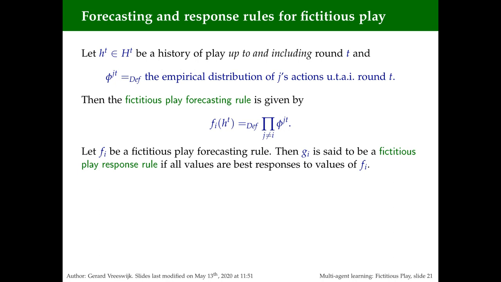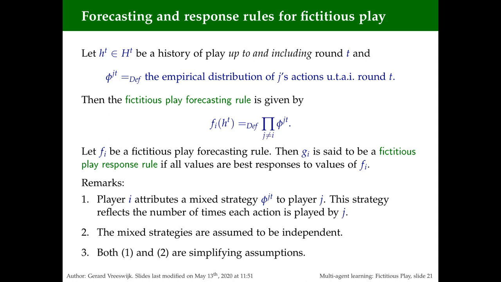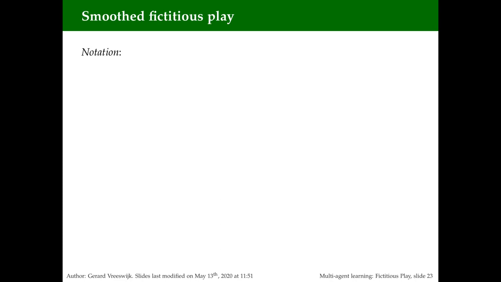Now, we have a fictitious play forecasting rule, and if the player plays best responses with respect to this forecast, then we have fictitious play. As I already explained, every player attributes a mixed strategy to player j, and this mixed strategy is formed out of the observations with respect to player j. And this product distribution reflects that the mixed strategies are assumed to be independent, so your opponents are not coordinating their behavior. So these are the simplifications in fictitious play. Now, one variation of fictitious play is smoothed fictitious play.